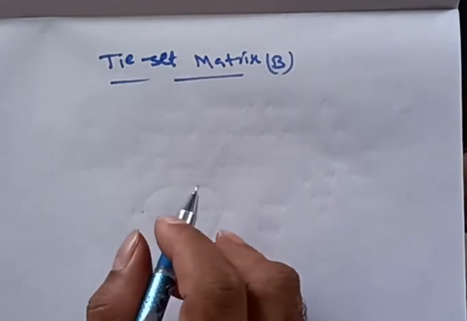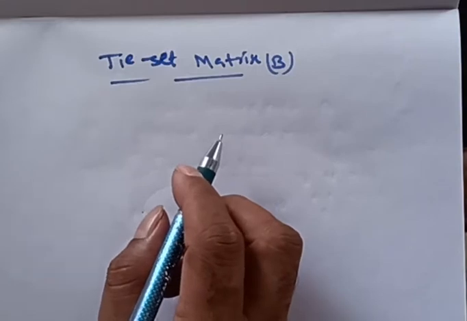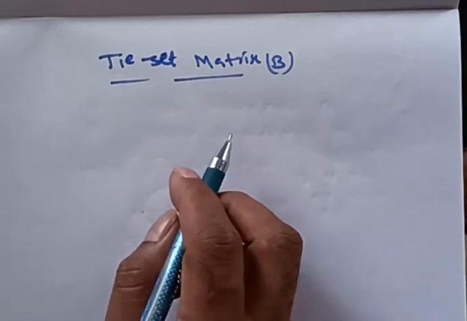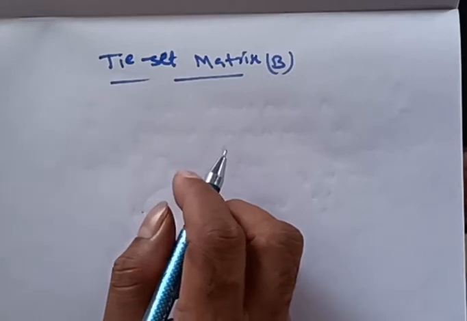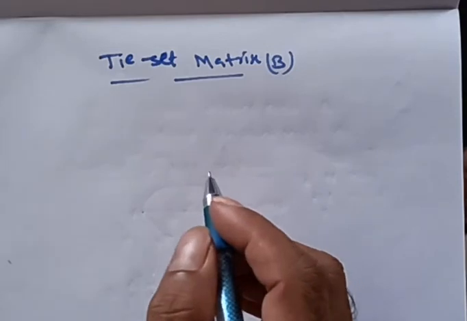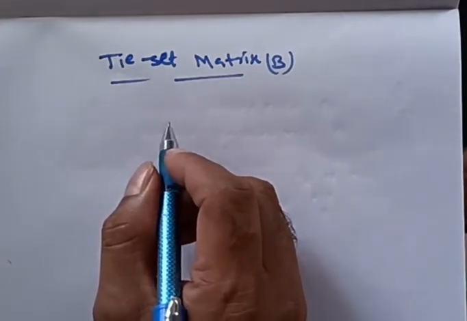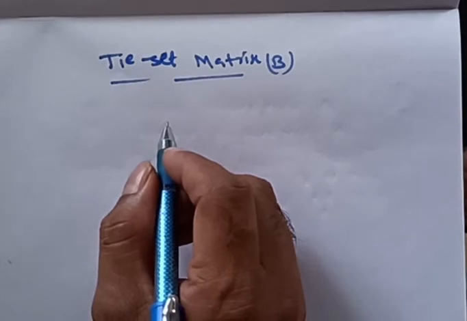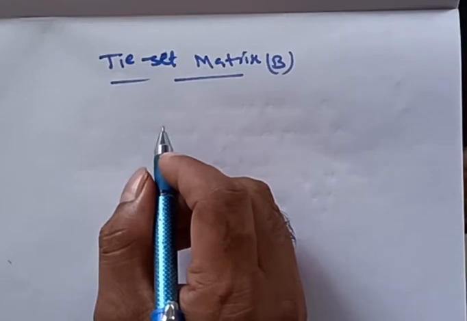In today's lecture we are going to discuss one more new matrix, called the tie-set matrix. How can you write the tie-set matrix for the given graph? For a given directed graph, it is always possible to know which branches are involved in the formation of loops, called closed circuits or meshes.